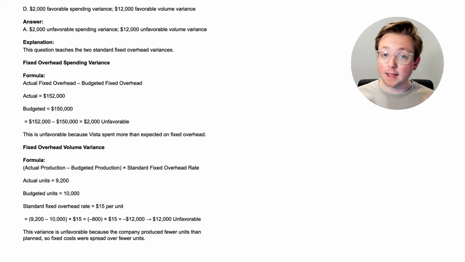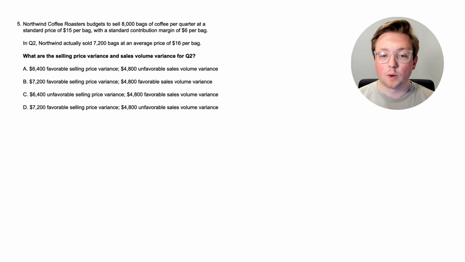Now with that, we learned again a bit more about some different variances. Let's go to the next question. All right, here we are at question 5. What are the selling price variance and sales volume variance for quarter 2? Let's go up to the top.